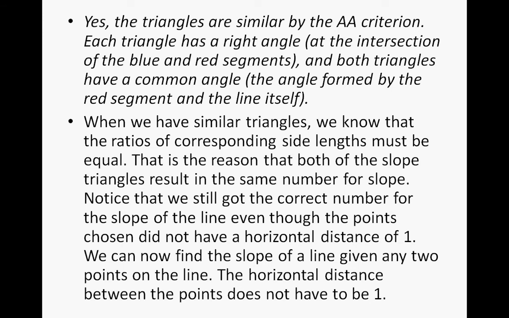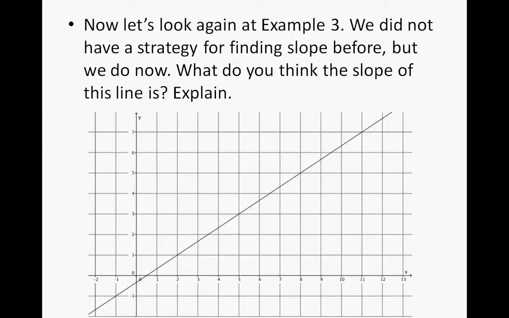Notice that we still got the number correct for the slope of the line even though the points chosen did not have a horizontal distance of 1. We can now find the slope of a line given any 2 points on the line. The horizontal distance between the points does not have to be 1. So now let's look again at example 3. We did not have a strategy for finding slope before, but we do now. What do you think the slope of this line is? And explain.